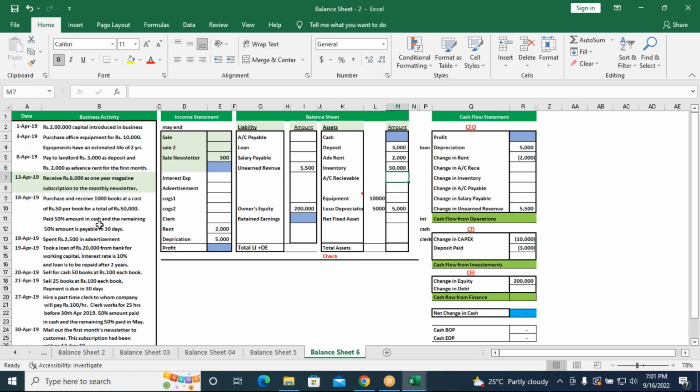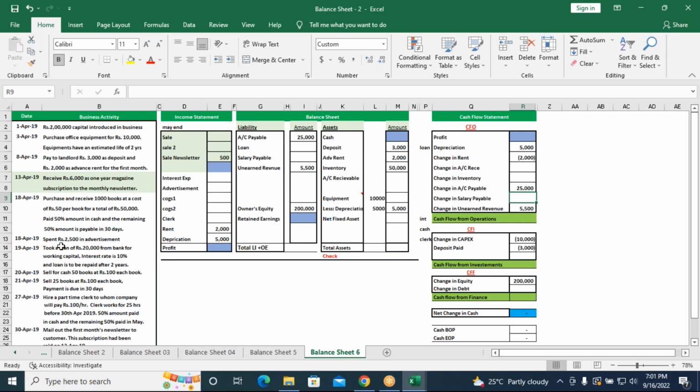Paid 50% amount in cash and remaining 50% in 30 days. So accounts payable: I am supposed to pay 50,000 divided by 2. That means 50% I have paid by cash, and another 50%, that is 25,000, I am yet to pay. So it is equal to 50,000 divided by 2, that is 25,000 I'm supposed to pay them.